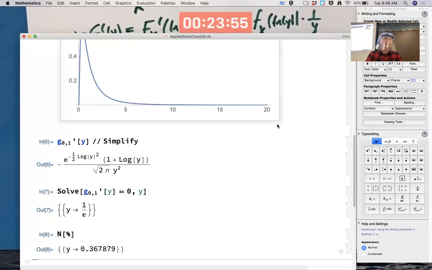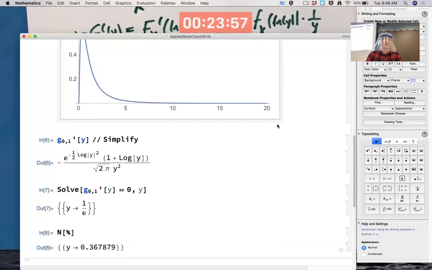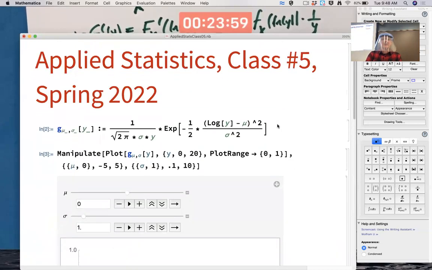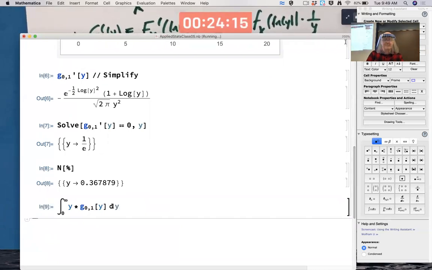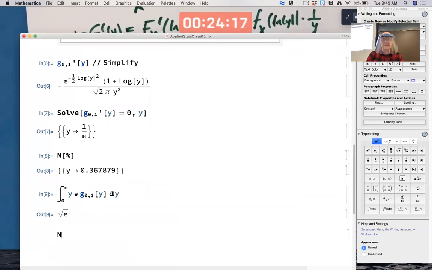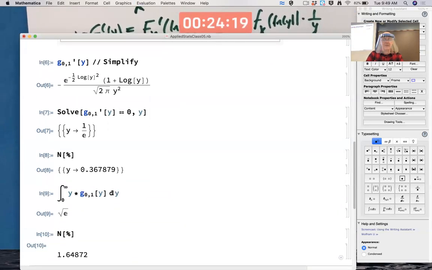Mean should be bigger than 1, though, I think. We could try to find the mean just by integration. Click an integral button, go from 0 to infinity, y times g sub 0, 1 of y, should get something bigger than 1, I'm guessing. Square root of e, yeah, that's bigger than 1, about 1.65. It's a right-tailed distribution here.